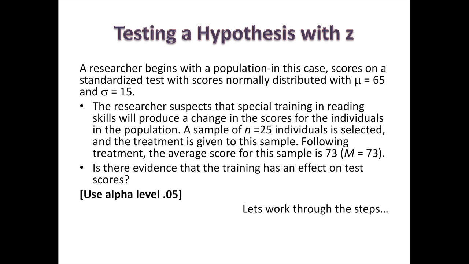Okay, so let's take a look here. A researcher begins with a population, in this case scores on a standardized test, with scores normally distributed with a mu of 65 and a standard deviation of 15. The researcher suspects that special training in reading skills will produce a change in the scores for the individuals in the population. So a sample of 25 individuals is selected, and the treatment is given to that sample. Following the treatment, the average score for this sample is 73. So mean 73, versus the mu of 65. So the question is, is there evidence to suggest the training has an effect on test scores? We want you to use an alpha of 0.05. Let's go through the steps.